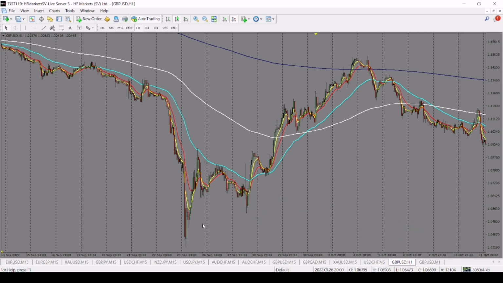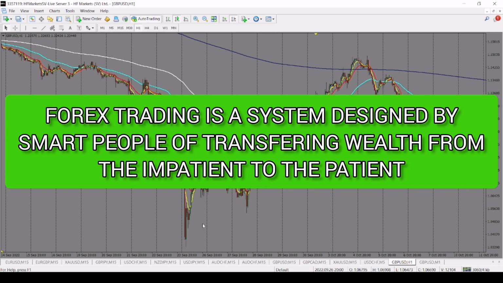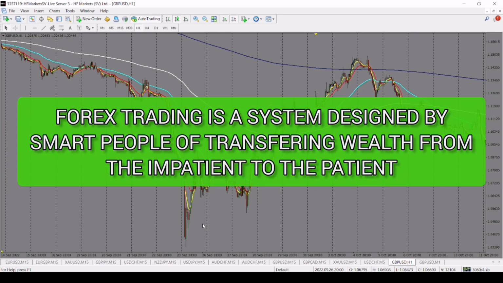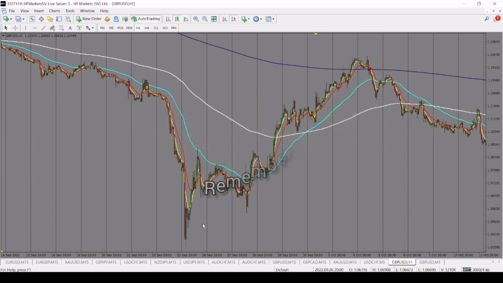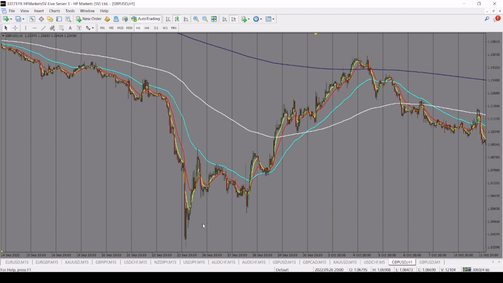patterns. But before we talk about anything, I would like to remind you that Forex trading is a system that was designed by smart people of transferring wealth from the impatient to the patient. So you should always remember on which side you want to be, on the patient or the impatient.